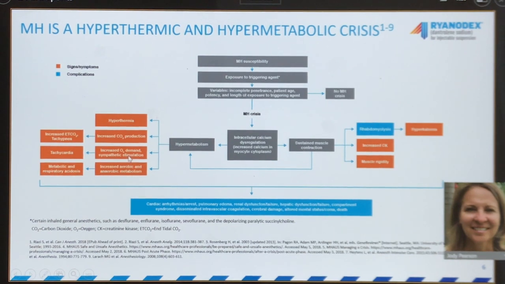As this hypermetabolism ensues, there's going to be an increased O2 demand, and you're going to have sympathetic stimulation. This in turn causes the tachycardia. And as the muscle cells continue to contract and they continue to heat up, they consume all the oxygen, all the ATP, and eventually they go into increased aerobic and then anaerobic metabolism. And then you'll see a metabolic and respiratory acidosis. So I think what's important to remember as a critical care nurse, either in the ICU or ER, these signs and symptoms here can look very much like sepsis.